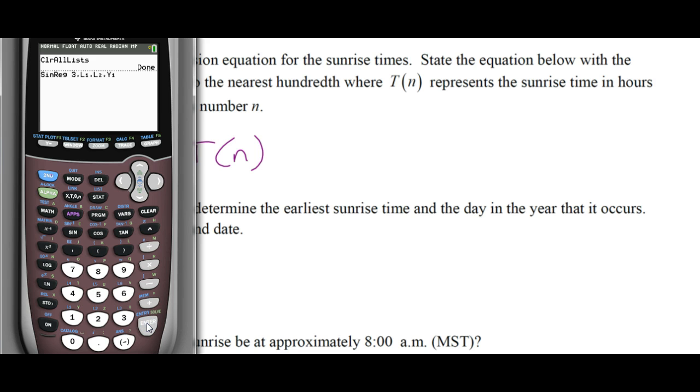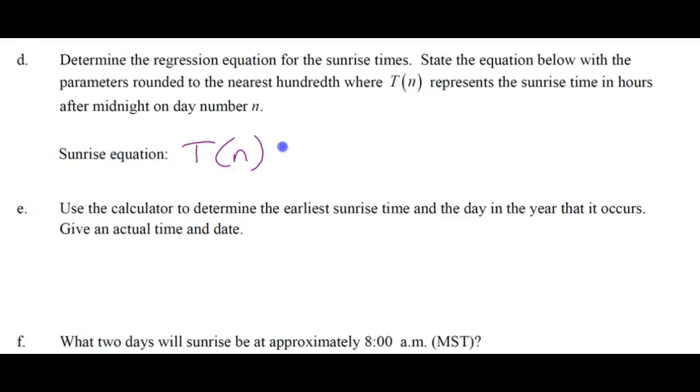Okay, hit calculate. It's going to run the sine regression. On the other calculator, it's going to default to that 3, L1, L2. That's fine. You don't have to worry about it. Okay, so we've got rounded, we've got 2.15. So t of n is 2.15 sine.